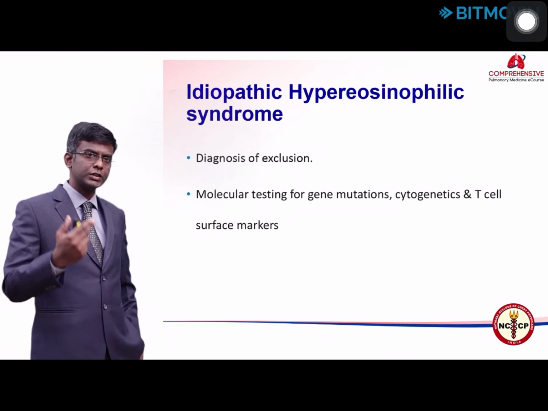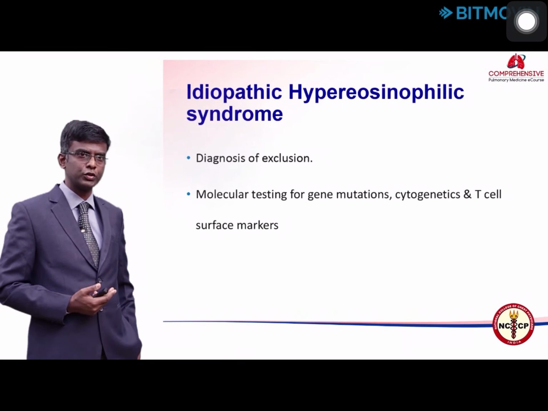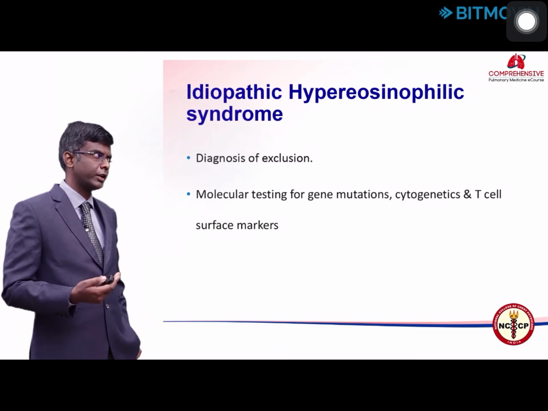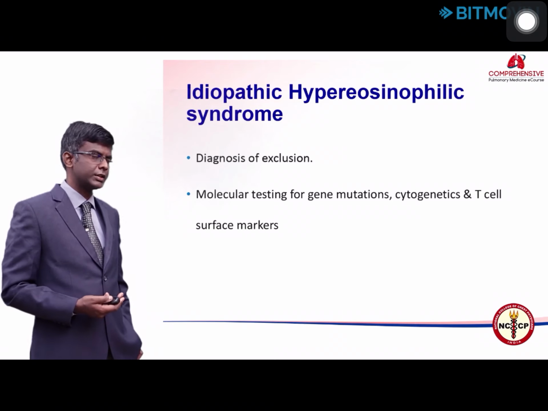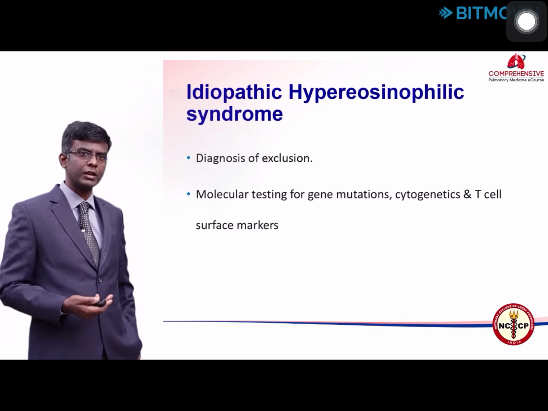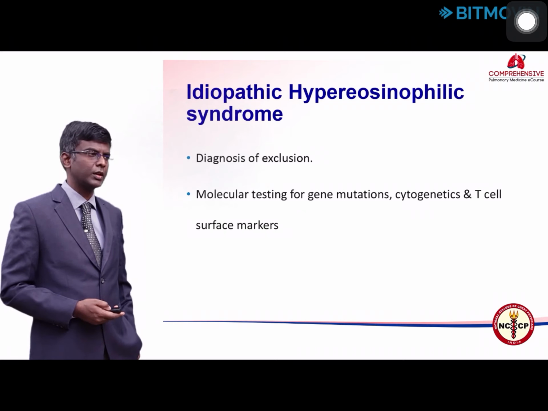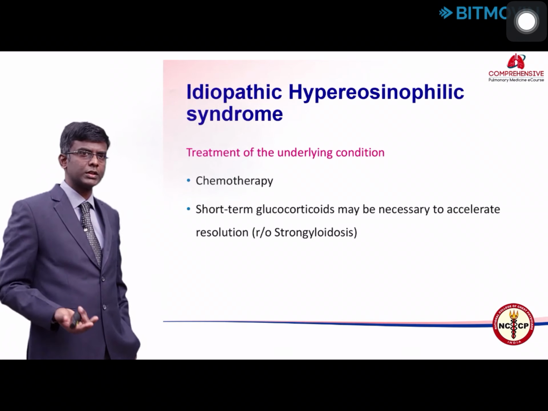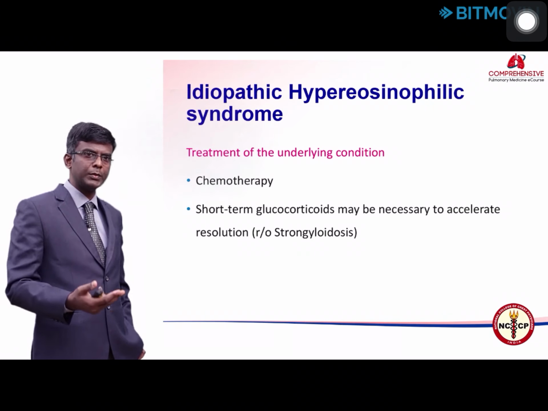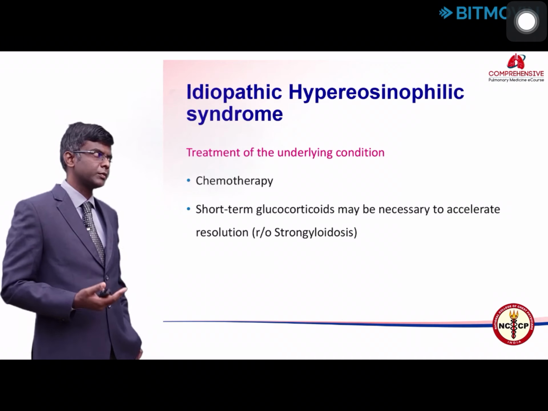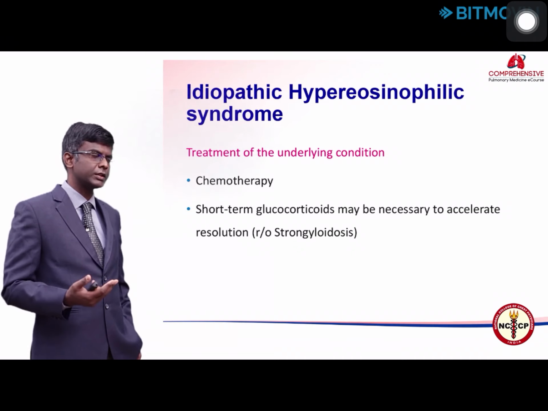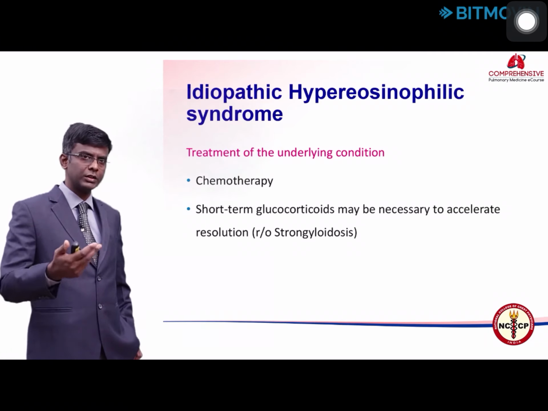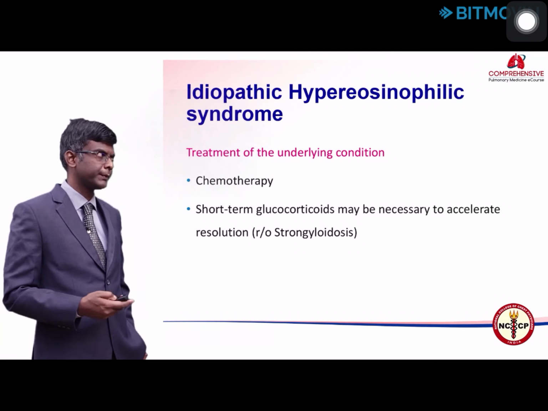How do you make a diagnosis? You have to exclude other causes of hypereosinophilia, and you need to test the tissue samples for molecular gene mutations. Cytogenetics and T-cell marker studies also need to be done on the biopsy samples. Treatment is of the underlying cause which caused the hypereosinophilic syndrome. It can be chemotherapy. Short-term glucocorticosteroids may be necessary to accelerate resolution, but importantly we need to remember again that Strongyloides should be ruled out.